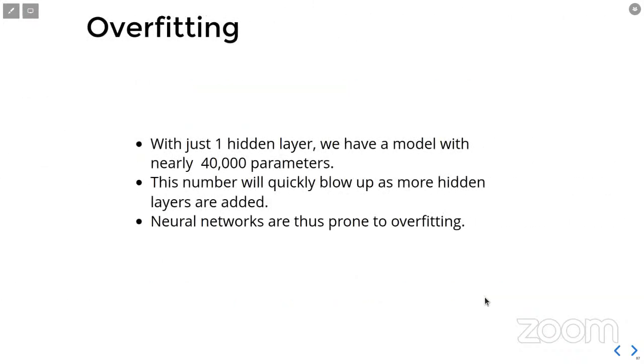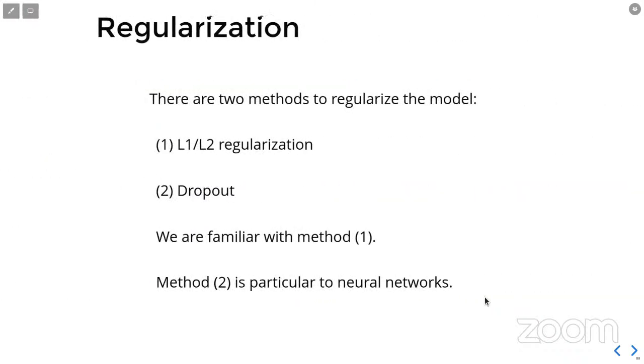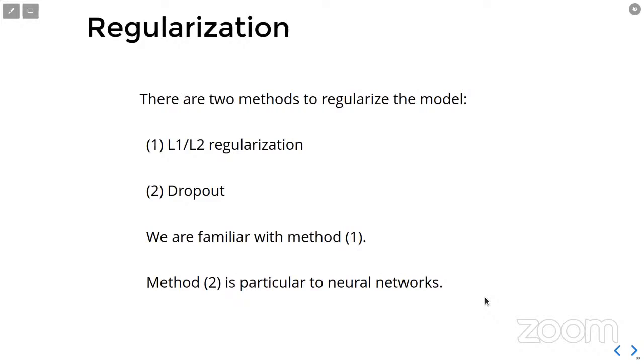So we need ways to regularize these networks, right? So one is L1 and L2, which we are used to. In the context of neural networks, L1 and L2 regularization is also called weight decay, right? You kind of decay the weights. So that's another alternate term used for this. But the other part is there is a new technique developed which is specific to networks alone, which is called dropout.